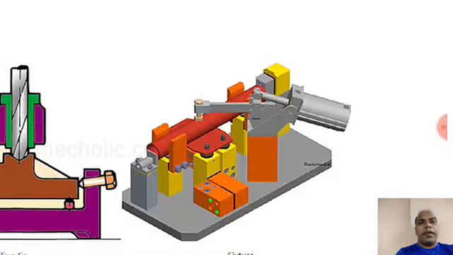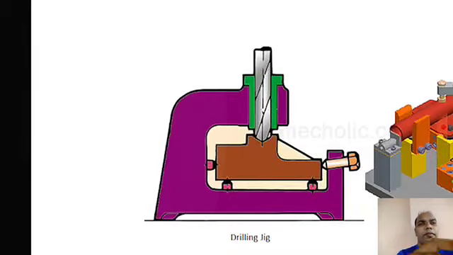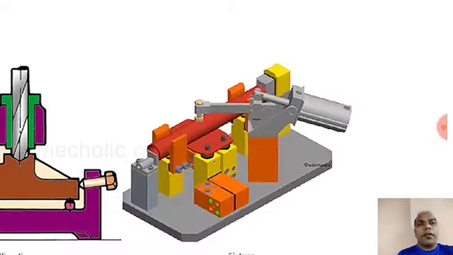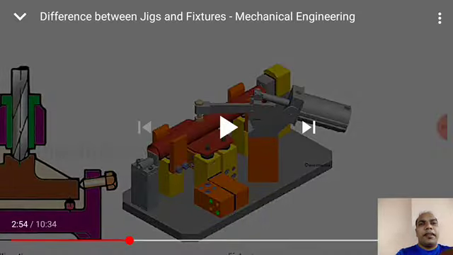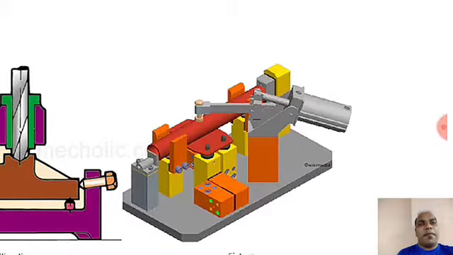You can see over here a fixture has been shown. You can see the fixture. Now what is the basic difference between a jig and a fixture?